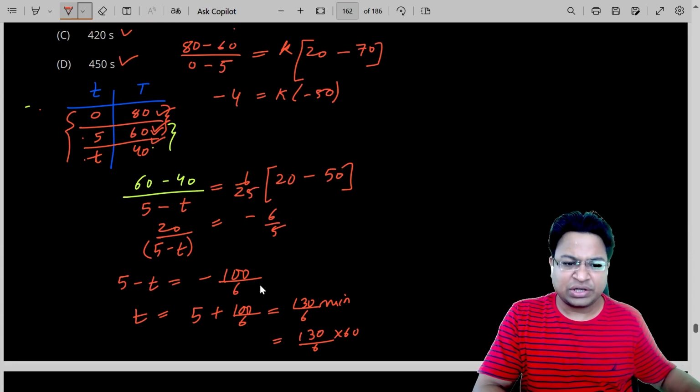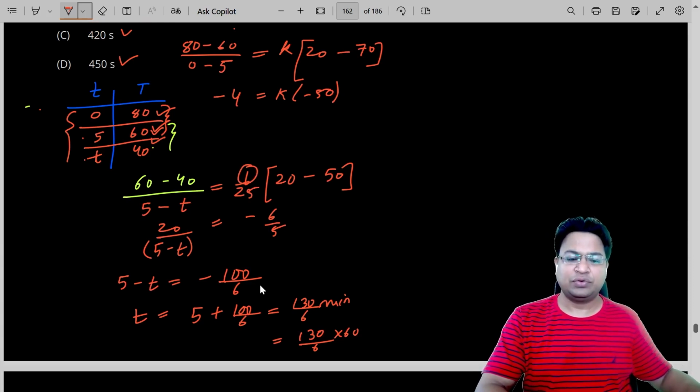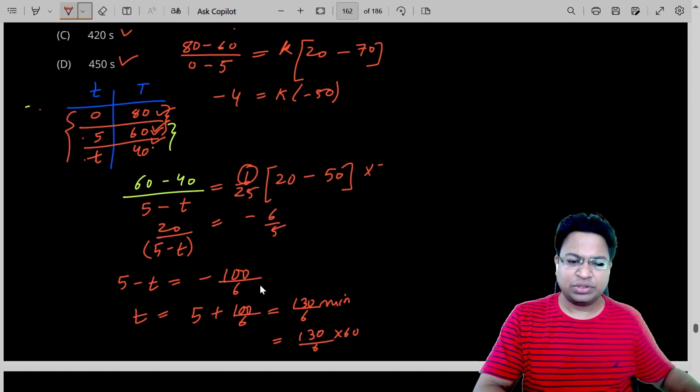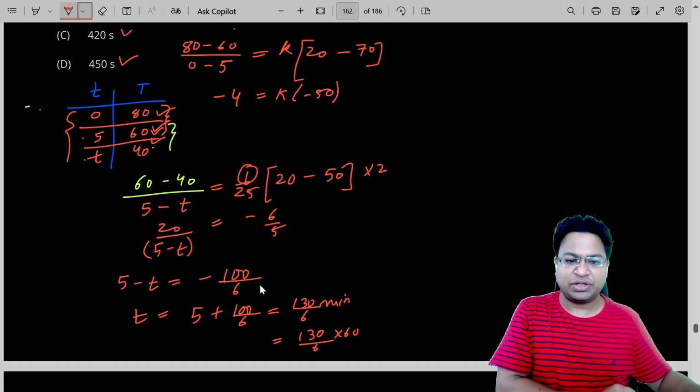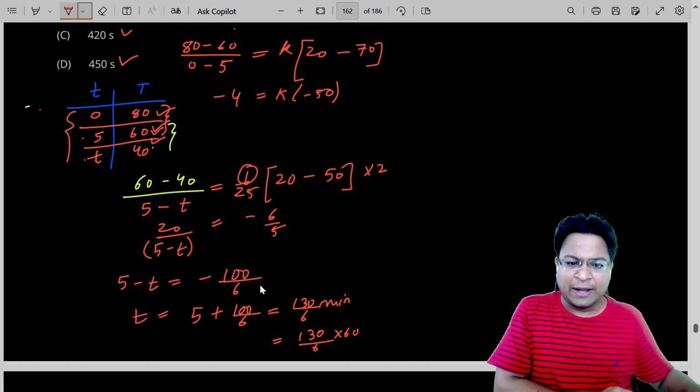Guys, I just noticed that here I put one instead of two. So actually, there should be a two here. The K is 4 by 50, so that is 2 by 25. So that will actually make it a 2 here.